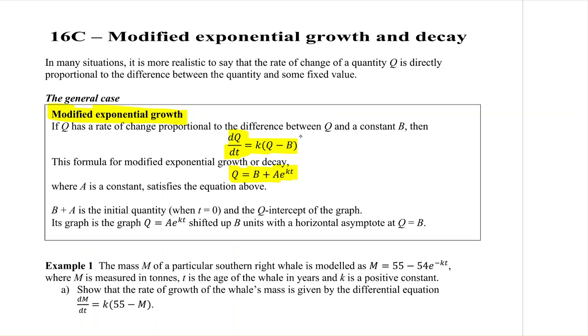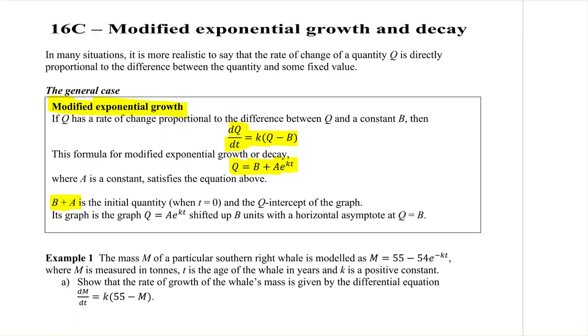Okay, so it's important to note that the B plus A is going to be your initial quantity, which is when t equals 0. So remember before, whatever was in front of that e to the kt, that was our initial amount. Not so for this one, it's going to be whatever the B plus the A is.